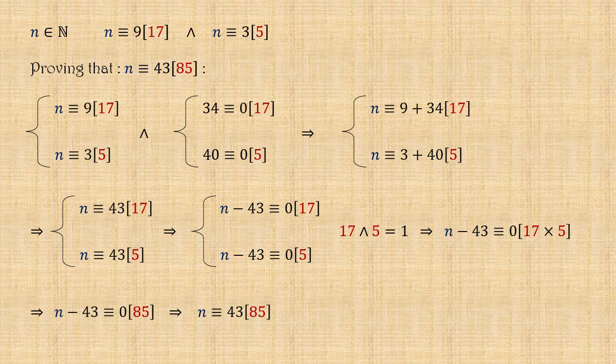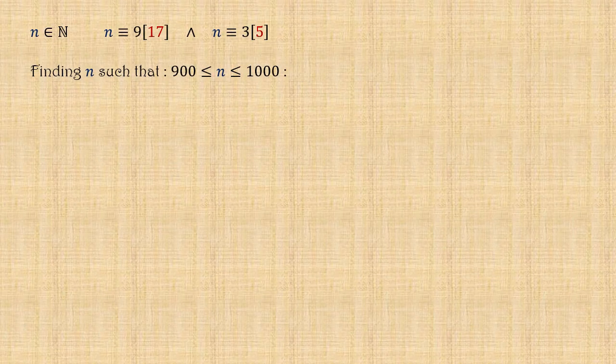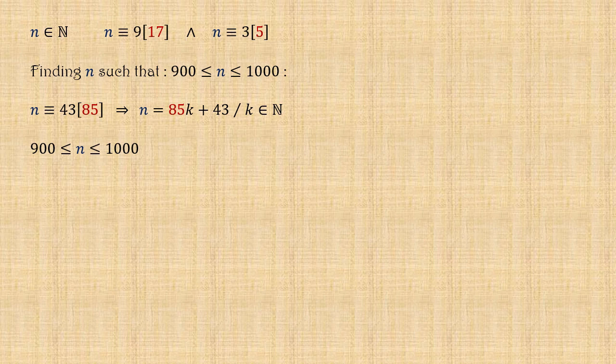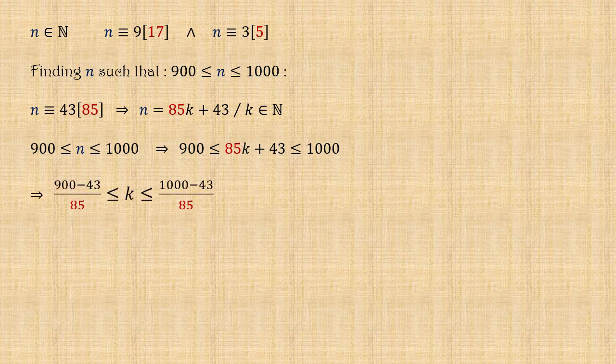Let's now find the possible values of n that are between 900 and 1000. So we have n congruent to 43 modulo 85. This means that n equals 85k plus 43, such that k is a natural number. So for n to be greater than 900 and lesser than 1000, we deduce that 85k plus 43 is between 900 and 1000. Therefore, the natural number k is greater than the fraction (900 minus 43) over 85, and lesser than the fraction (1000 minus 43) over 85.